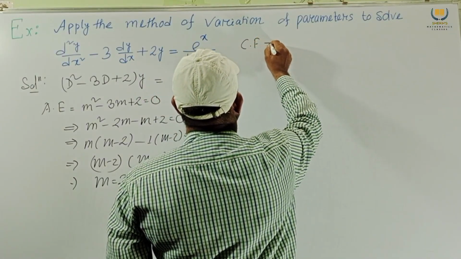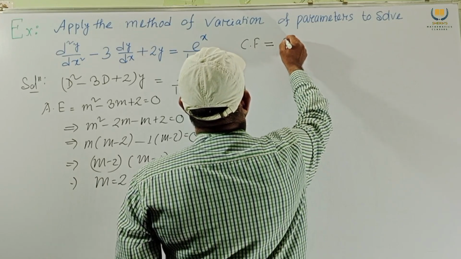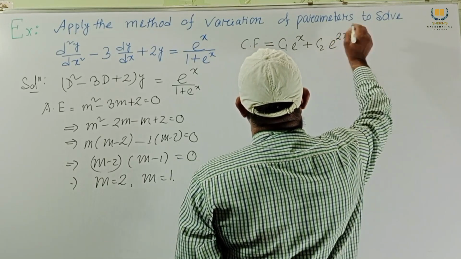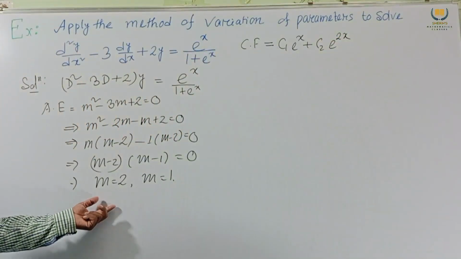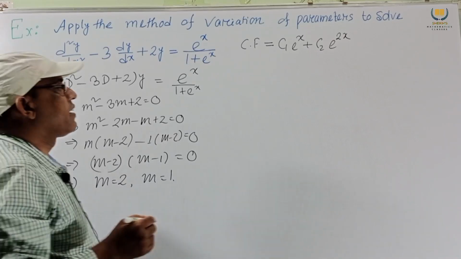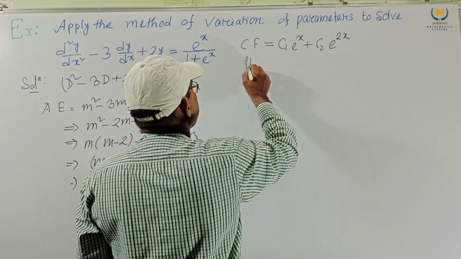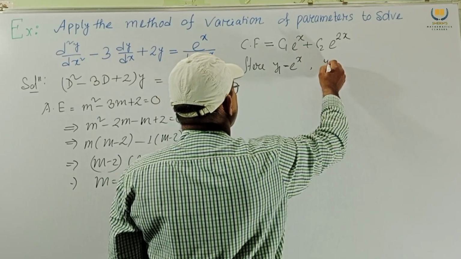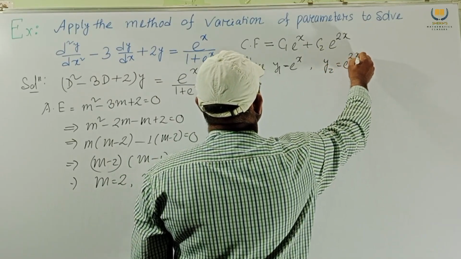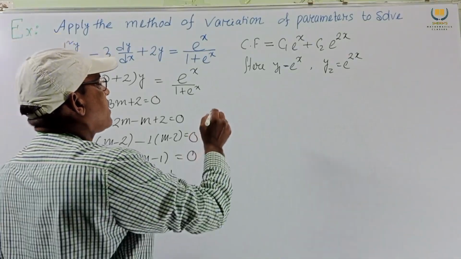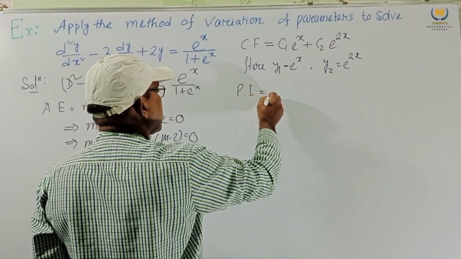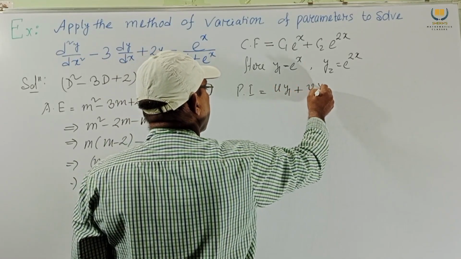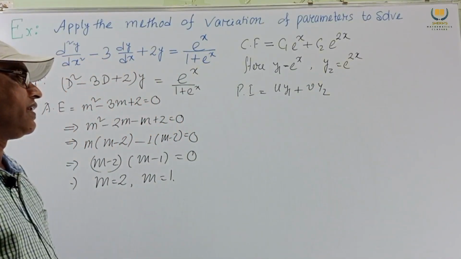Complementary function equal to c1 e to the power x plus c2 e to the power 2x. This is the complementary function. Now the particular integral. So here we get y1 equal to e to the power x, y2 equal to e to the power 2x. We consider this. Now the particular integral PI equal to u y1 plus v y2.